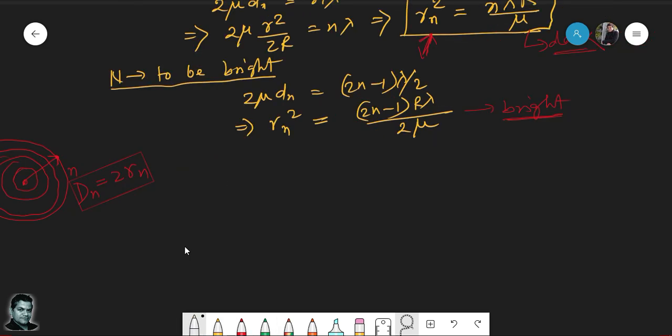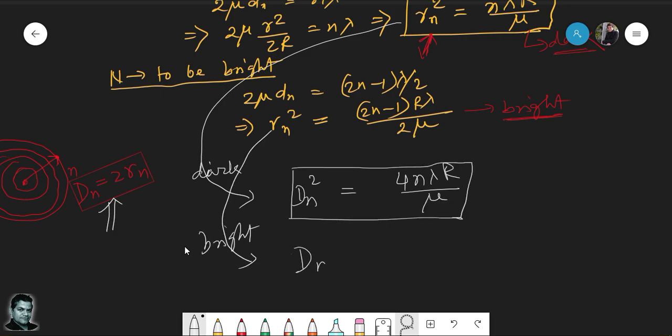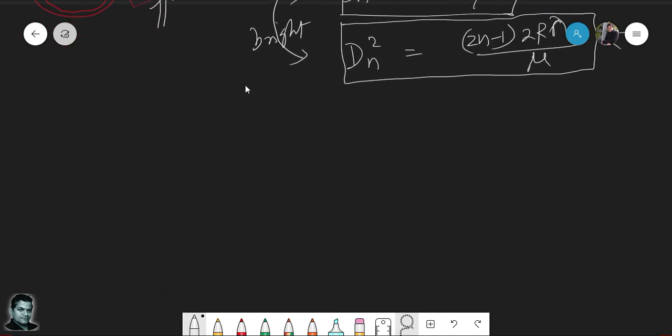So now with this expression for the diameter, the dark ring diameter would be D_n squared equals 4nλR by μ, and from here for the bright rings the diameter squared would be (2n minus 1) 2Rλ divided by μ. So these are the important results for the Newton's rings. Now this Newton's ring has very, very important applications.